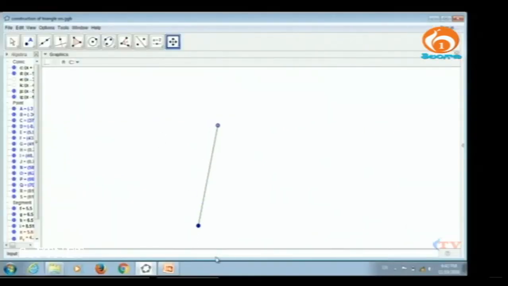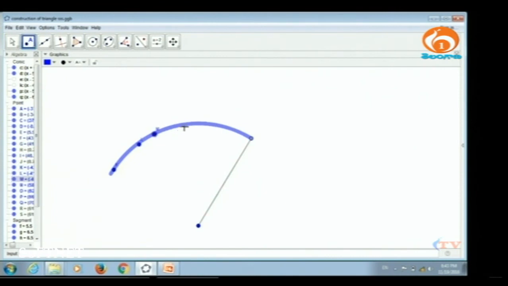Children, suppose this is point B. You have to draw, or you have to locate a point which is 5.5 centimeters from this point. Where can it be? Can it be here, or here? I am locating some points over here. There are so many points on this.